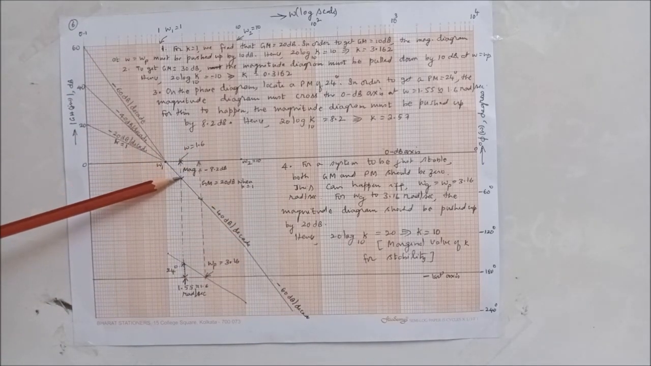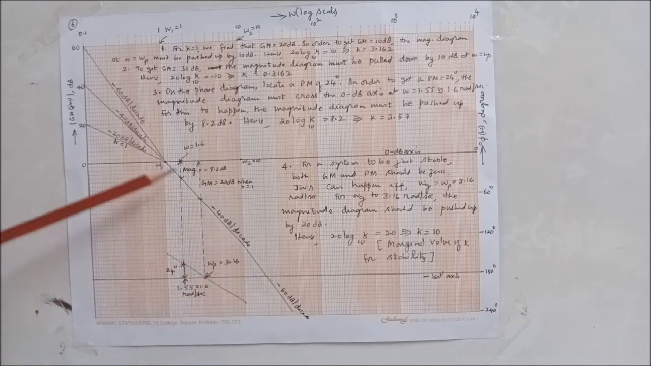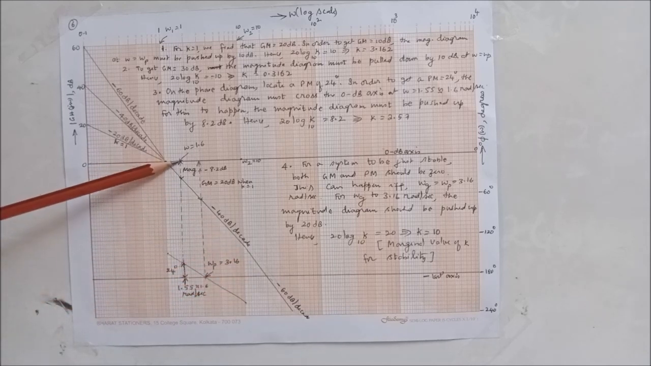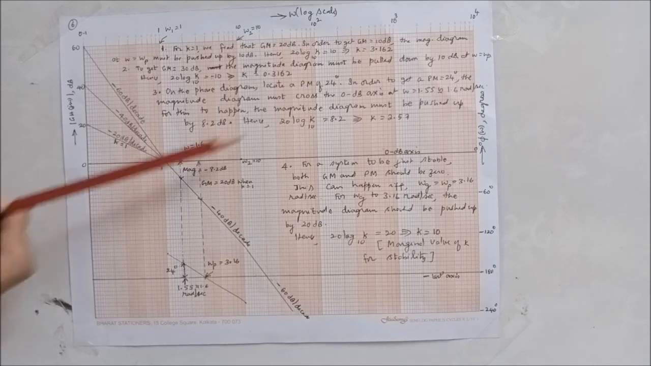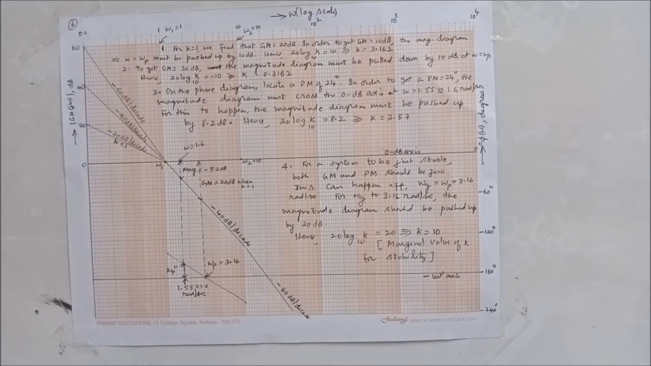If you push the magnitude diagram with k equal to 1 by 8.2 dB, this magnitude diagram with k equal to 1 will now pass through this point where omega is 1.6. For that to happen, 20 log k to base 10 should be taken as 8.2. This implies k is equal to 2.57.